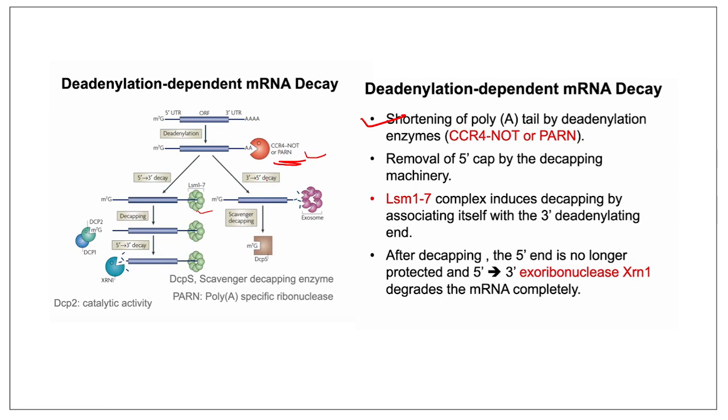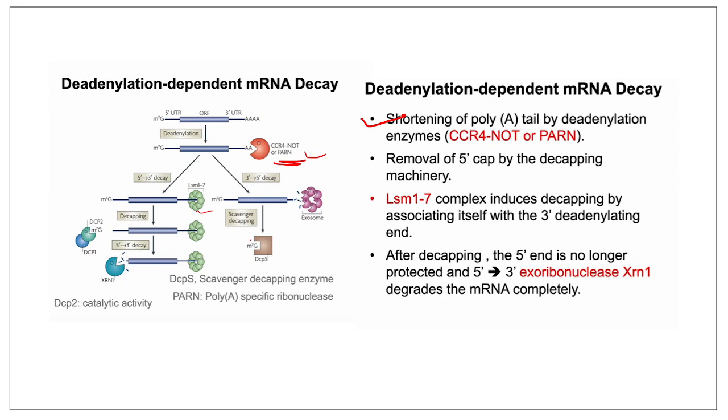Next comes your 3 prime to 5 prime decay. What happens is that now the poly A tail has been removed. Now exosomes will come and degrade it. Exosomes will cut and chew and degrade the RNA from the 3 prime end.